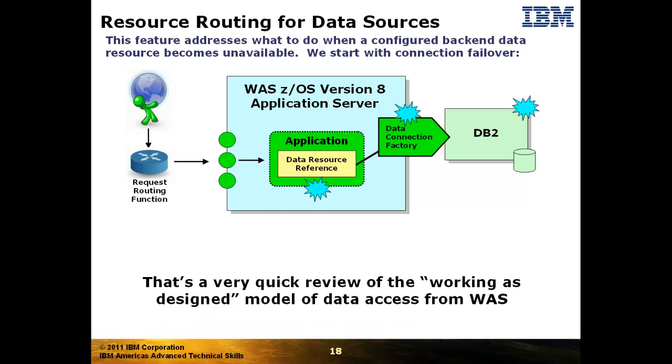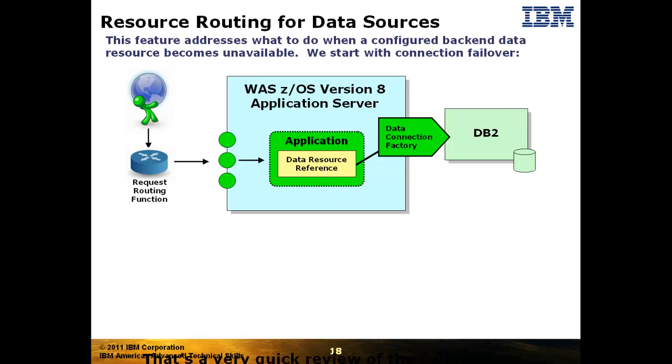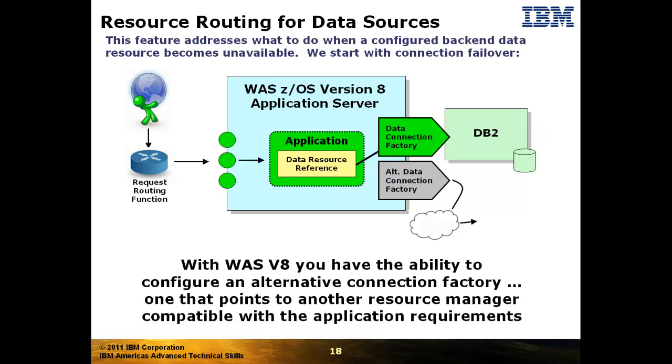This is a very high-level picture of the working as designed scenario. Now let's see what WAS version 8 brings to the table. In WAS version 8, you have the opportunity to define a secondary or alternative connection factory that will be used in the event WAS detects the outage of the primary DB2. On WAS z/OS, the most common scenario would be this.